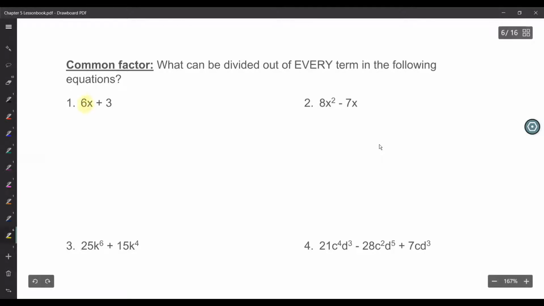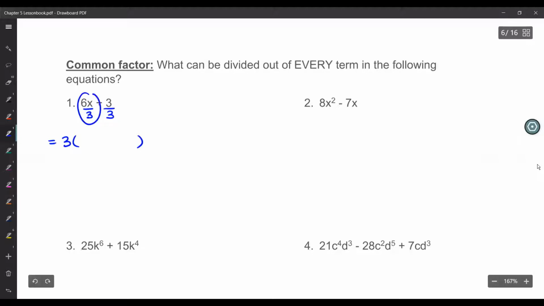For instance, can somebody tell me, out of 6x and 3, what is the biggest thing that can divide into both of these? Is it 3? It would be 3. That's right. Because 3 is the greatest common factor, we will divide out 3 from each of these. But the 3 can't simply disappear. I can't just change the equation all of a sudden. So we take that common factor and put it out front and write a set of brackets. We're taking out the common thing and then writing what's left after we've taken that out from each term.